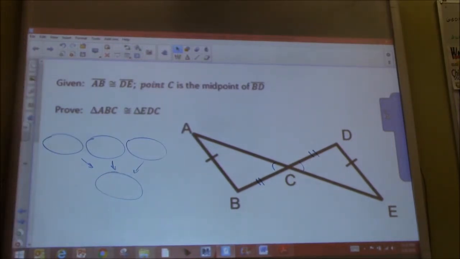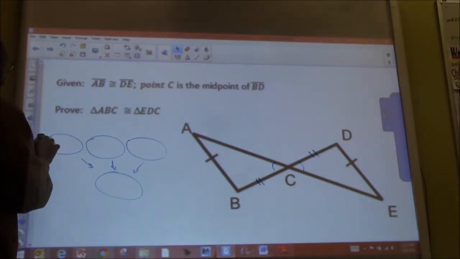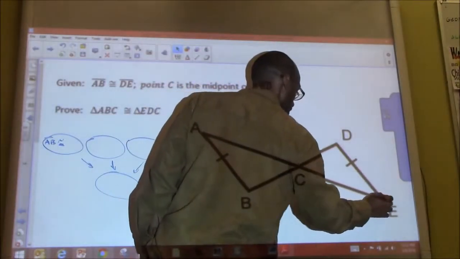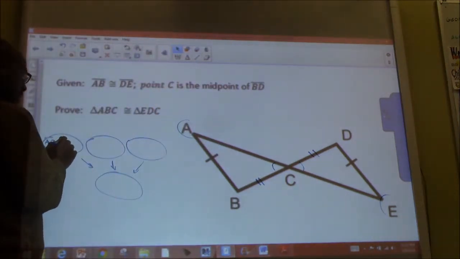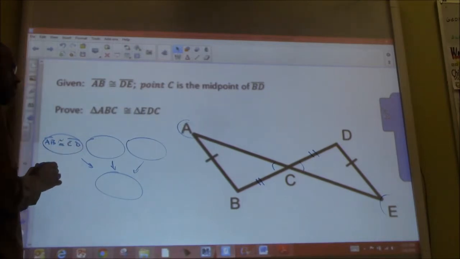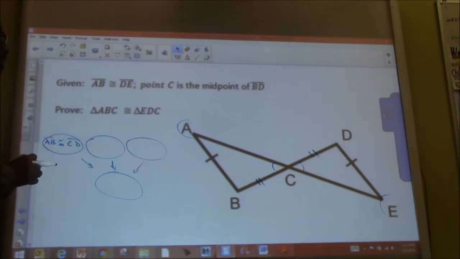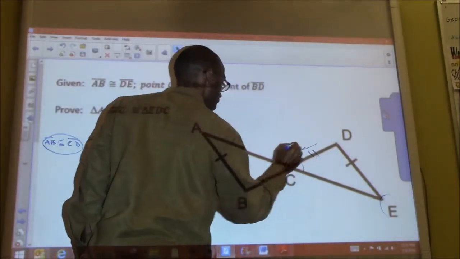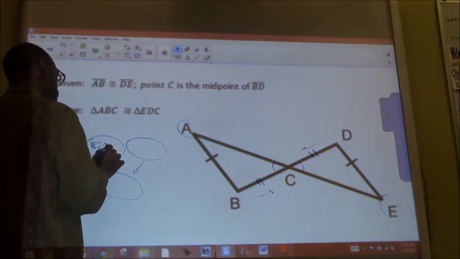Let's see, obviously we know AB and DE. I'll go AB congruent to, I'm going to say that A and E technically go together, so I'm going to make it AB, and I'm going to go E, D, congruent. It says that C is the midpoint, so let's try BC and DC. They're congruent, BC.